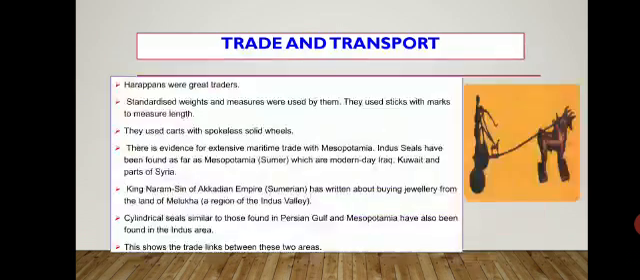Next heading is trade and transport. Harappans were great traders. They used standardized weights and measures.